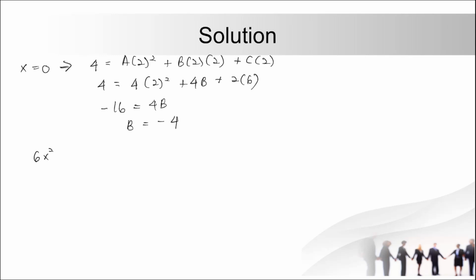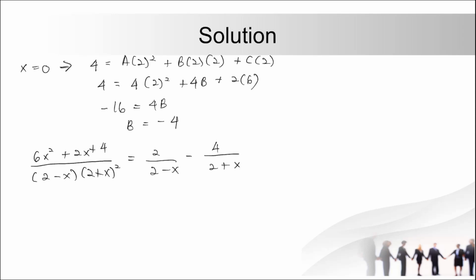Now we have all the values A, B, C. Substitute back in the partial fraction. A equals 2, so 2 over 2 minus x. B equals negative 4, then negative 4 over 2 plus x. And C equals 6, plus 6 over (2 plus x) squared. Done.